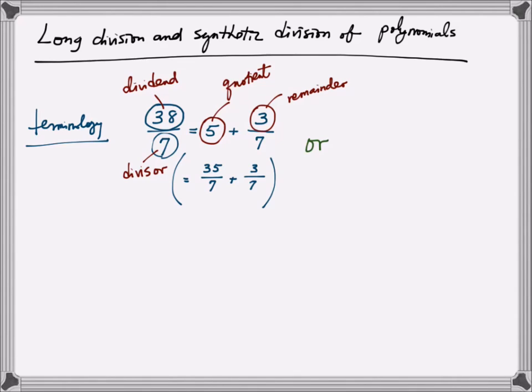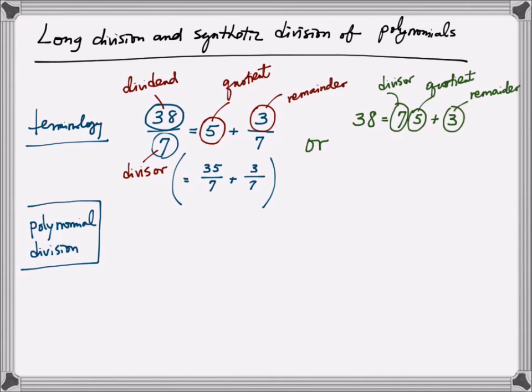Another way to think about this division process is that I can write 38 as 7 times 5 plus 3. Again, 7 is called the divisor, 5 is the quotient, and 3 is the remainder. The same set of terminologies apply to polynomial divisions.